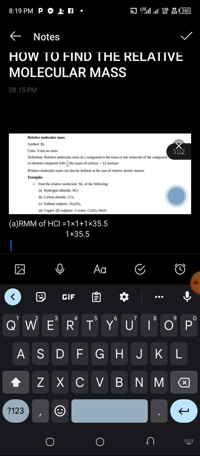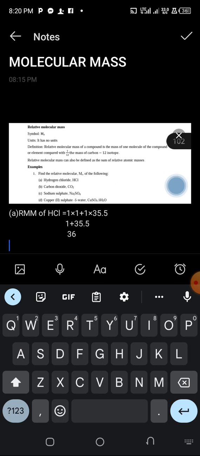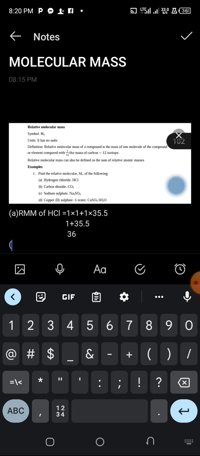Then 35.5 plus 1. Here the answer will be 36. Then it means you are done. Relative molecular mass has no unit. You just leave it like this. Right? We go to the next question.